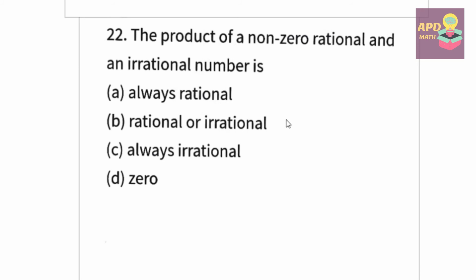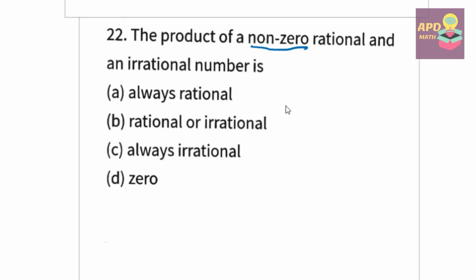Now this one also I have explained in my first video, part 1 video. There are 2 cases: what is the product when the rational number becomes 0, and when the rational number is a non-zero number. Both cases I have proved there. If you watch it again, you can see that. Here it is a non-zero rational number. In that question, non-zero was not given; it was the product of a rational and an irrational number.